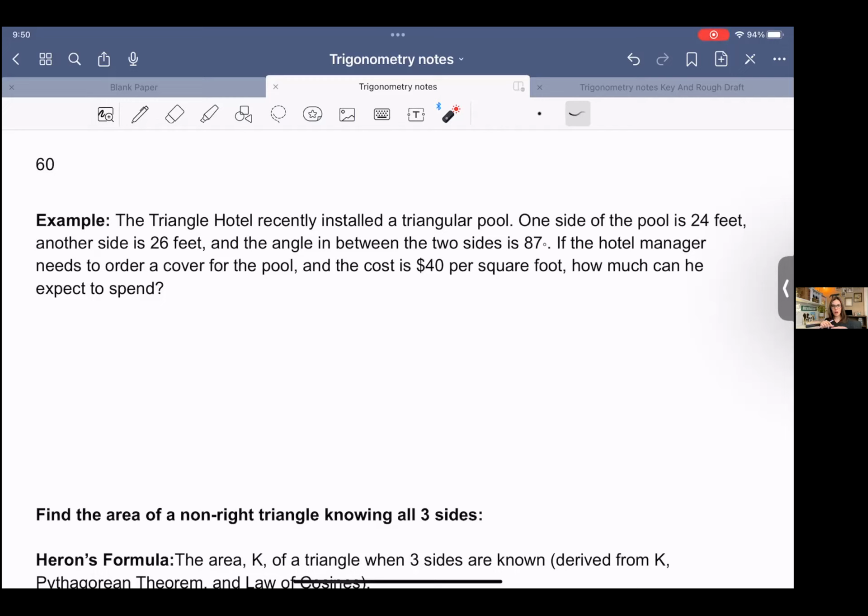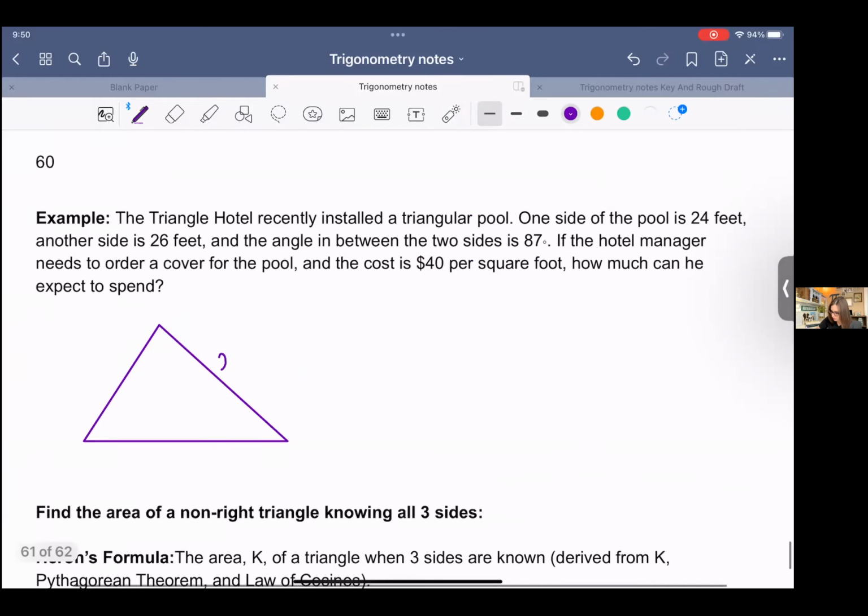So if the cover is covering the entire area of the pool, we're going to have to first find the area of the pool, and then multiply it by how much it costs per square foot. So that square foot is your indicator that this is area. You can draw a picture if you want to. In this case, we already know the formula, so we don't really have to, but we'll just go with it.